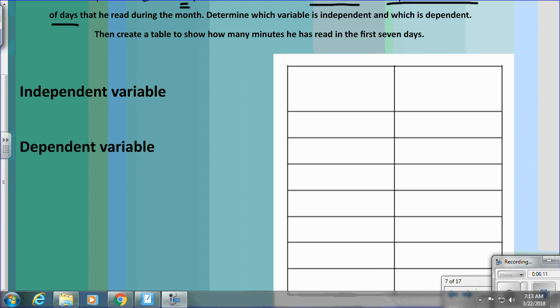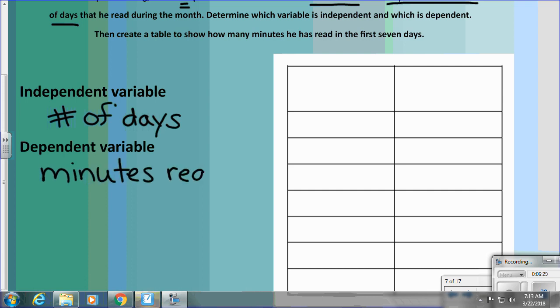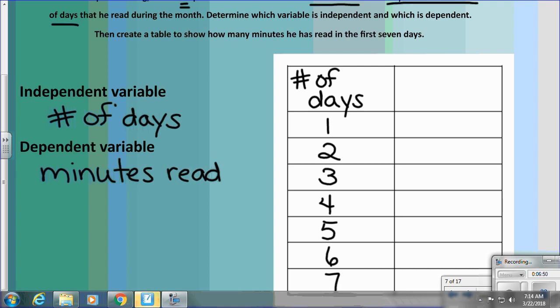Okay, so we have two things happening here. We have the number of days and the minutes read. The number of days is the independent variable. Those are going to happen no matter what. Minutes read is going to depend on the number of days. So we're going to create our table, and we have number of days. And from the reading, it says it wants us to put in the first 7 days. And then we have minutes read.